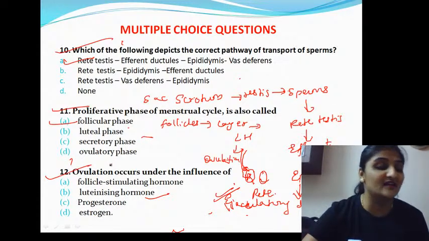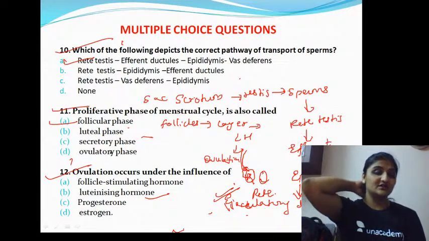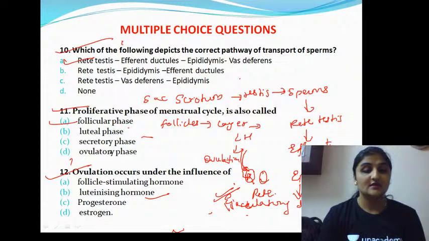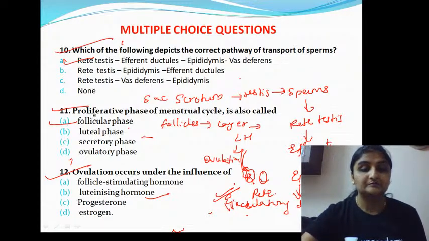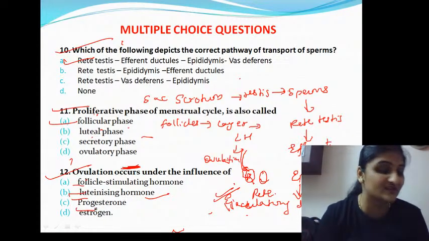Ovulation occurs under the influence of what, students? Quickly. Ovulation occurs under the influence of which hormone, students? Come on, quickly. This is the question which we have started. Ovulation occurs under the influence of which hormone, students?